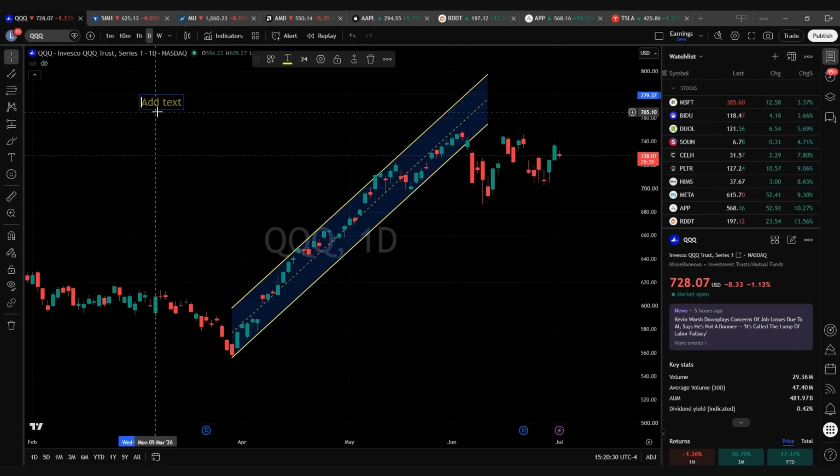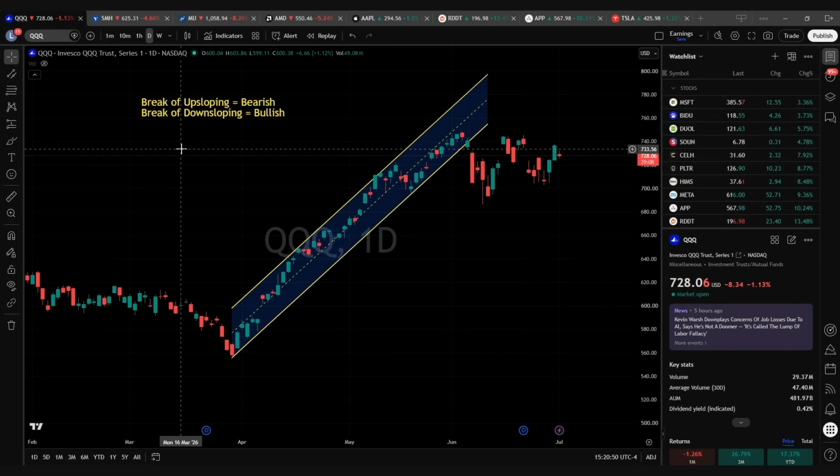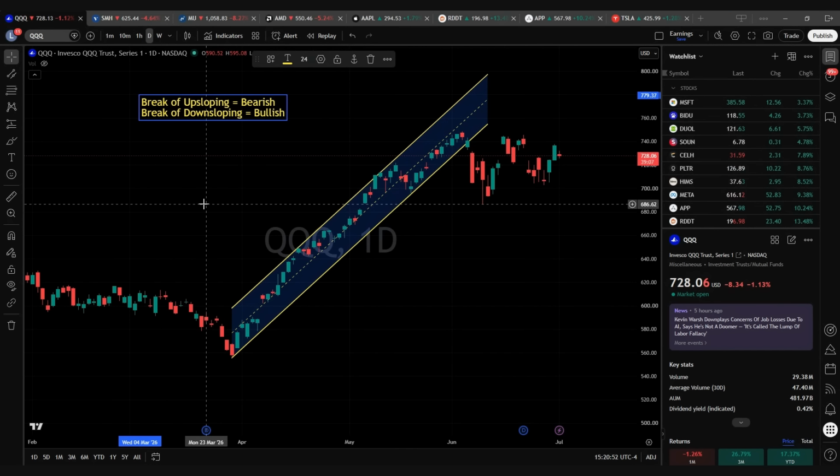So I'll write this down. Break of upsloping equals bearish, break of downsloping, bullish. It just kind of indicates a momentum shift.